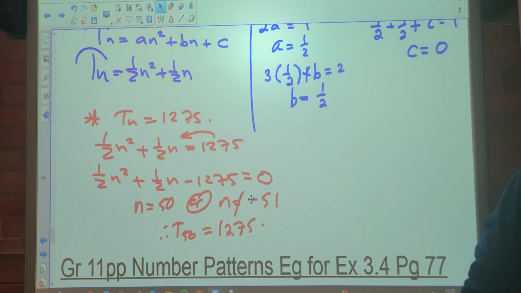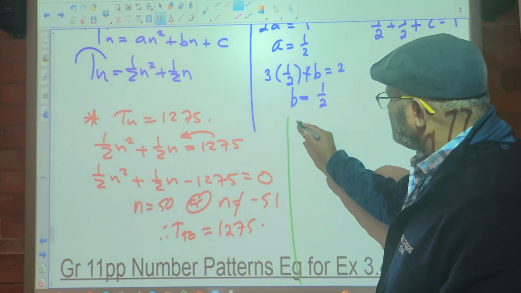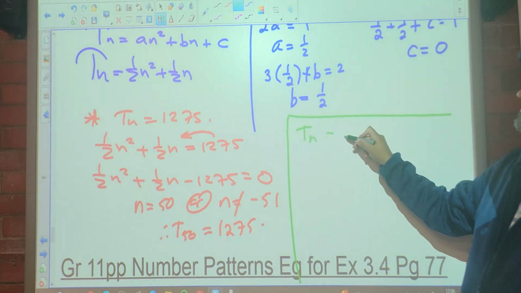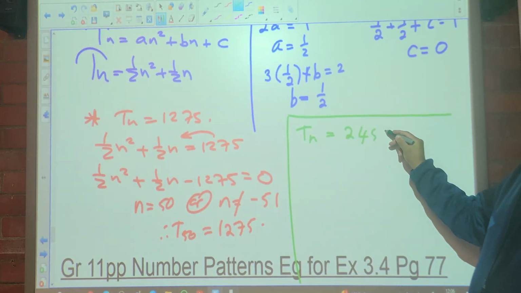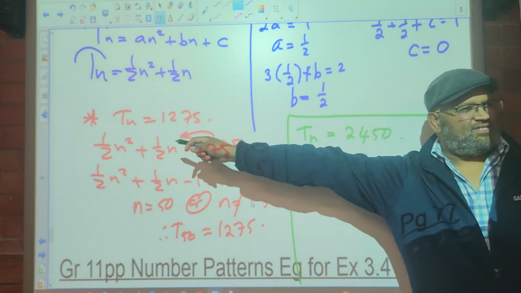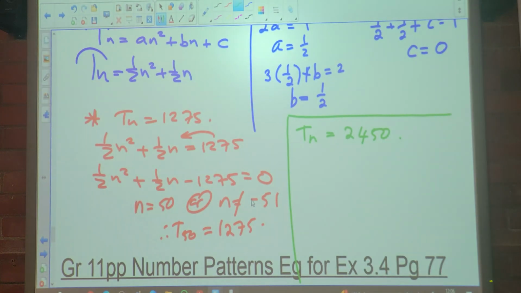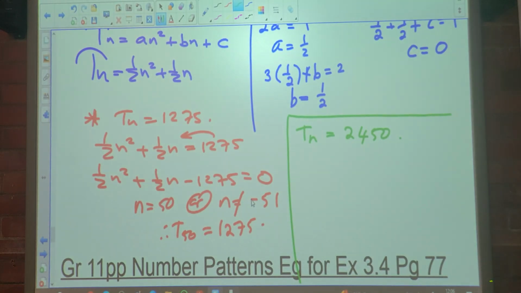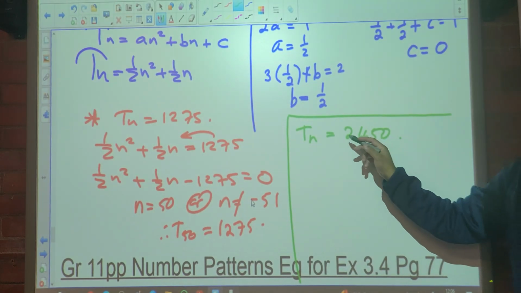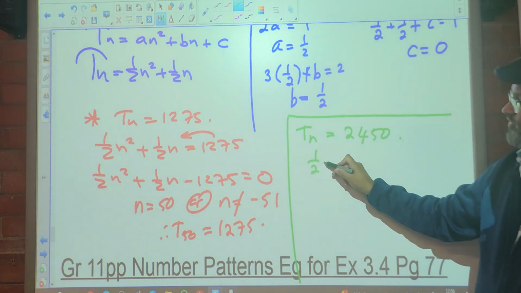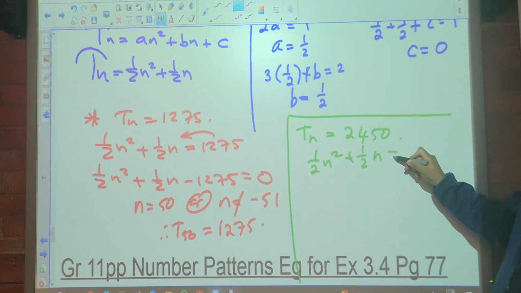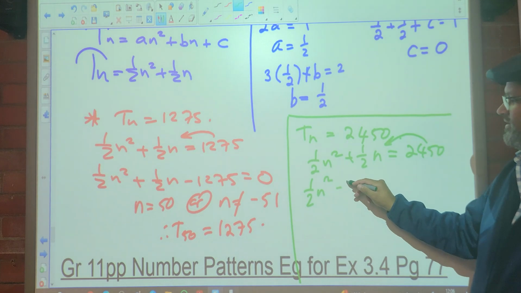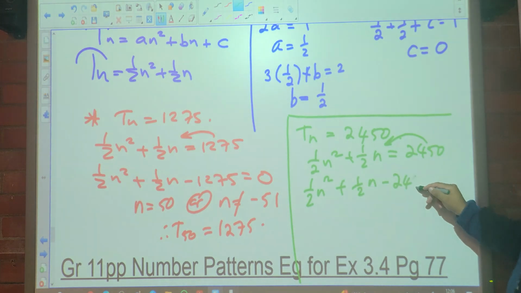You guys understand? What if they asked you, let's spice up your life a bit. What if they ask you, which position is 2450? Which stage number has 2450 dots? What do we do? Same thing as we did here. So it's going to be a half n squared plus a half n equals 2450. So I take it over the equal sign. So it's a half n squared plus a half n minus 2450 equals 0.